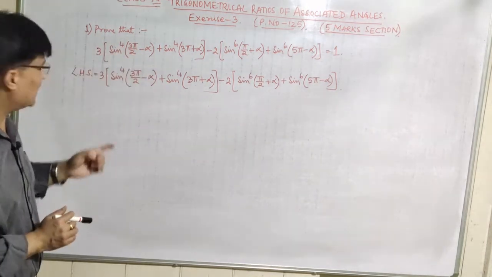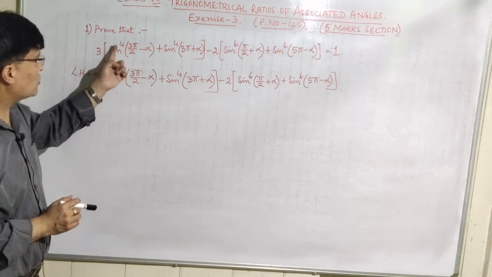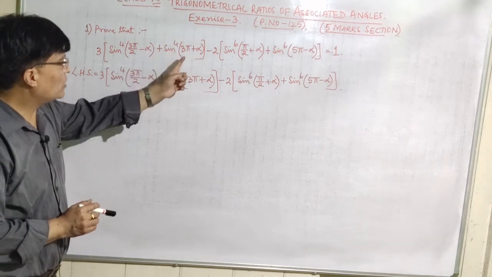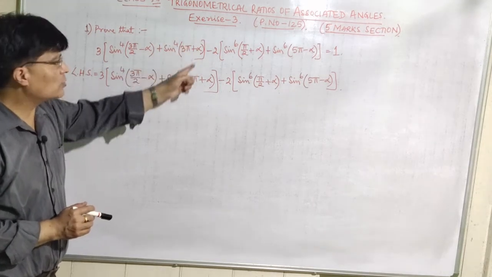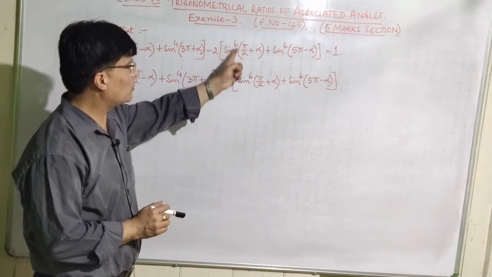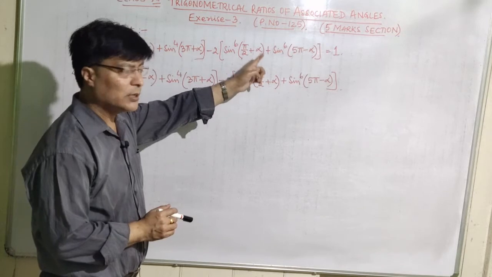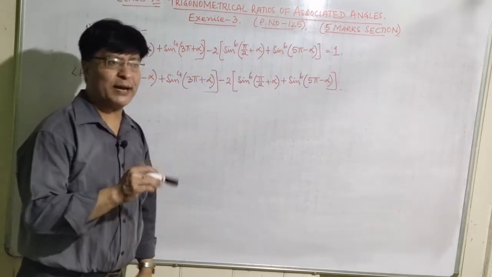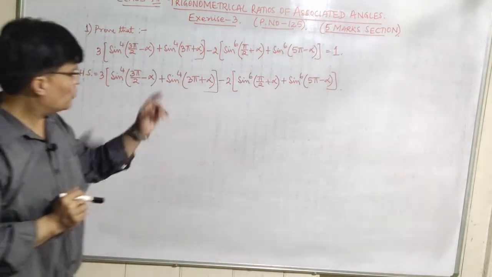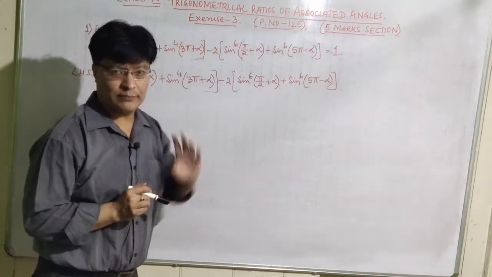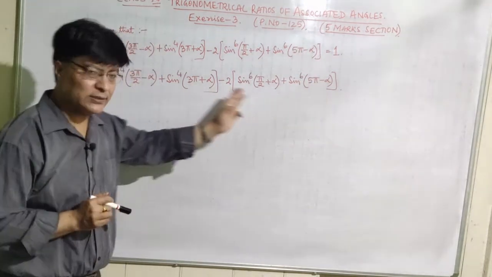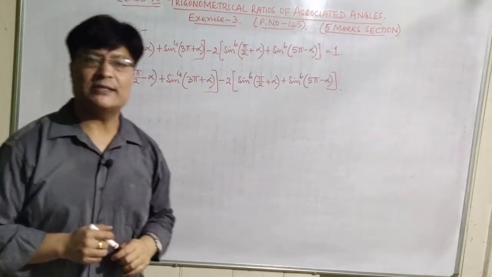You have to prove that 3 within third bracket sine to the power 4 (3 pi by 2 minus alpha) plus sine to the power 4 (3 pi plus alpha), first bracket closed, third bracket closed, minus 2 within third bracket sine to the power 6 (pi by 2 plus alpha) plus sine to the power 6 (5 pi minus alpha), first bracket closed, third bracket closed, is equal to 1. So you prove that this left hand side is equal to 1. We have copied here this left hand side. So this is your left hand side. Now let us simplify this left hand side.